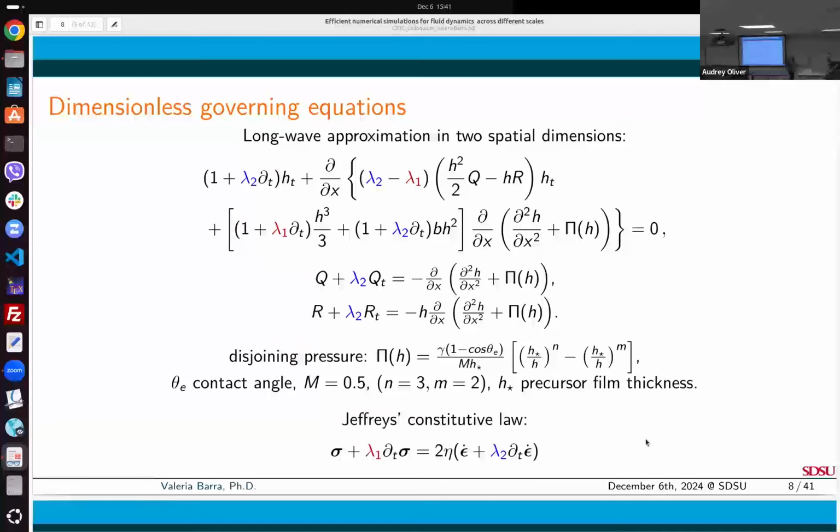This is really due to surface tension. In this type of problem, surface tension matters. We cannot disregard this term, okay? So for these types of problems at this scale, surface tension matters.